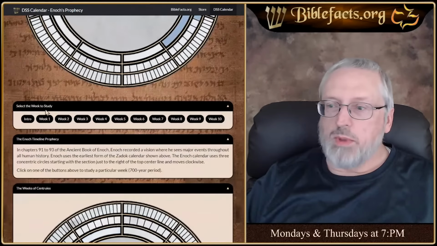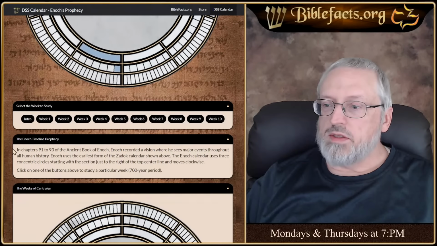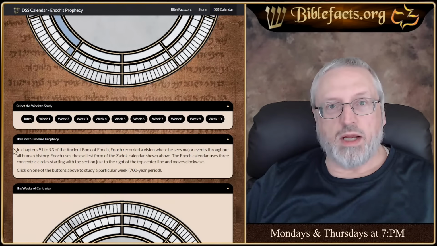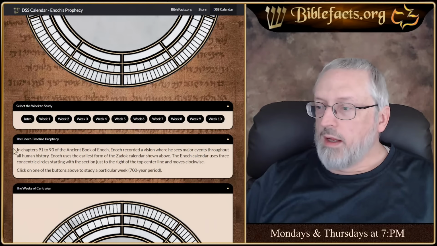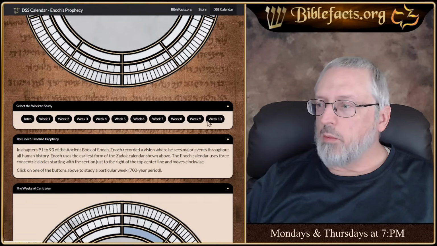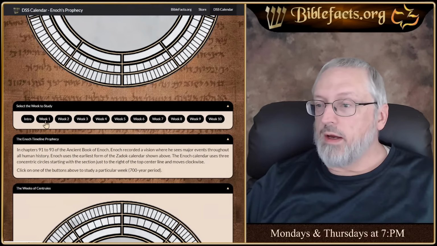But we have weeks we can study. So the intro is this page, which explains that this prophecy is found in chapters 91 and 93 of the book of Enoch. And a little bit of an explanation. So if you click on any one of these buttons, you'll be able to study that particular week. So let me show you how that works.